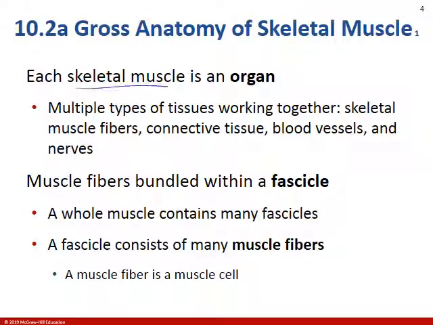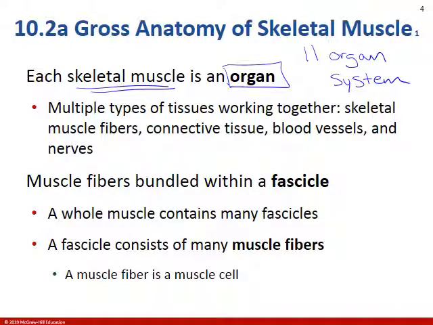Something to think about is that a skeletal muscle is an organ. And this should make sense to us because we mentioned those 11 organ systems all the way back in Chapter 1. And muscle was one of them. So when I say organ to you, hopefully we know that this is different types of tissues working together. And remember, if we have tissues, we have to have cells. And if we have cells, we have to have atoms. And if we have atoms, we have to have chemicals. You remember that complexity of life?